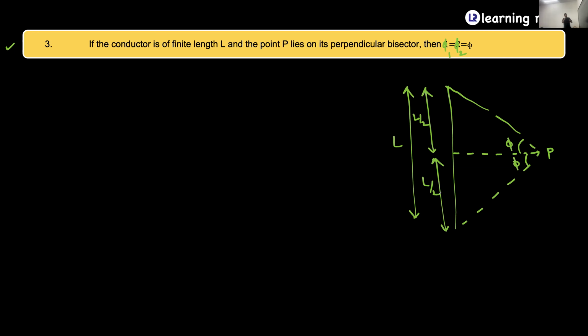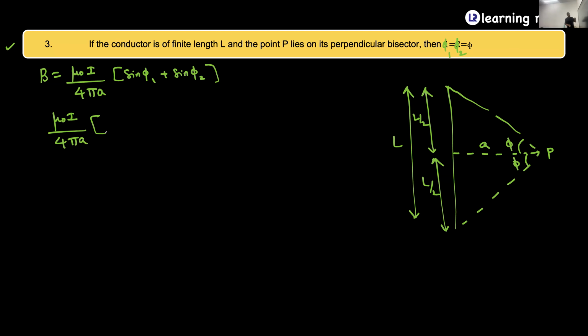Right. Now, what is the value of B? It is equal to mu naught I divided by 4 pi A, where A is again going to be the perpendicular distance, into sine phi1 plus sine phi2. Right. So this will be mu naught I divided by 4 pi A into, what is the value of sine phi1? Sine phi1 and sine phi2 in this case are going to be the same. So sine phi1 plus sine phi2, I can actually write as 2 times sine phi.